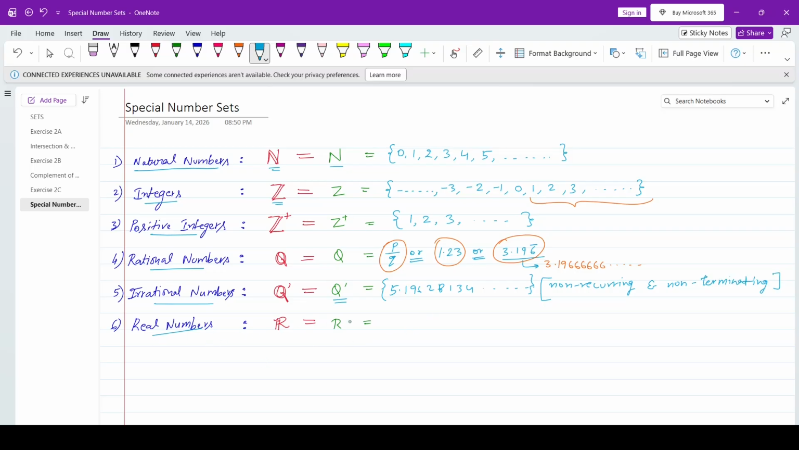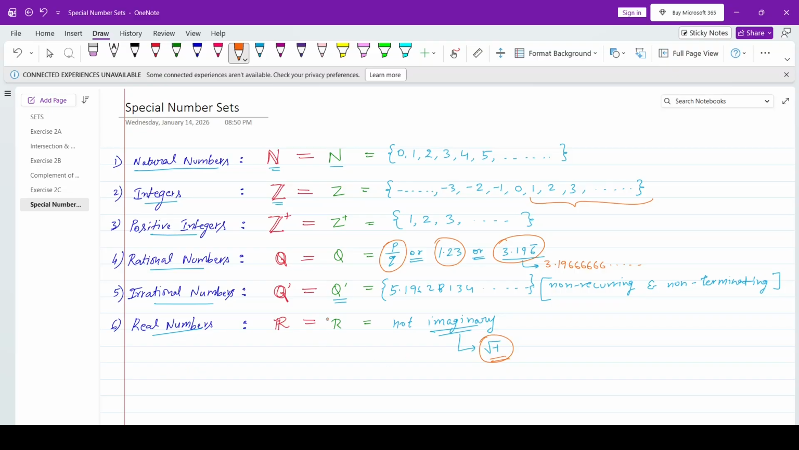Now the sixth kind is real numbers. All numbers can be written as real numbers until and unless they are imaginary numbers, not imaginary. Now what do we mean by this imaginary? Imaginary means square root of -1. Any number that is not in this form is a real number.